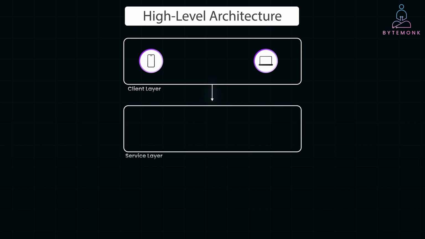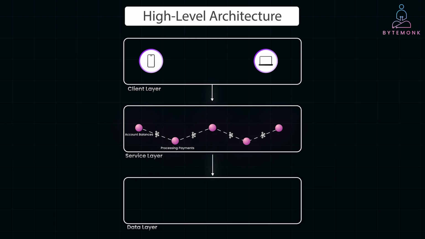Next, we have the service layer. This is the heart of the system. Here, various microservices handle business logic, like verifying account balances, processing payments, and interacting with external gateways. These services communicate asynchronously through message brokers like Kafka, ensuring scalability and fault tolerance. And finally, the data layer. This is where all the important data is stored. Relational databases handle transactional data, NoSQL systems manage session data and logs, and caches like Redis store frequently accessed information for fast responses. Together, these three layers will ensure the system is scalable, reliable, and high-performing.